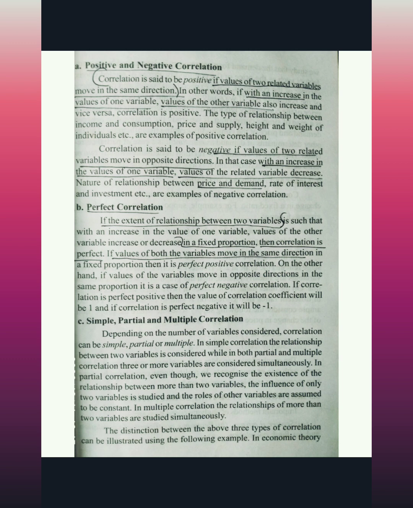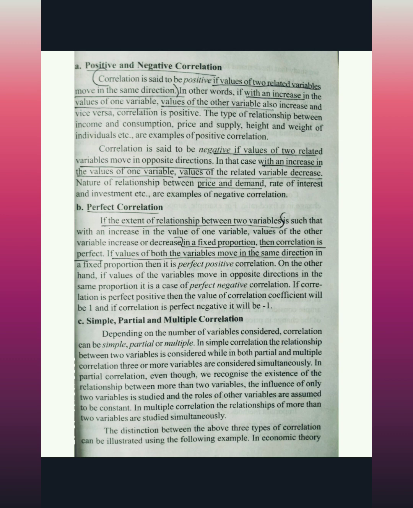And we are moving to the third type of correlation, that is simple, partial and multiple correlation. Depending on the number of variables considered, correlation can be simple, partial and also multiple. In simple correlation, the relationship between two variables is considered, while in both partial and multiple correlation, 3 or more variables are considered simultaneously.